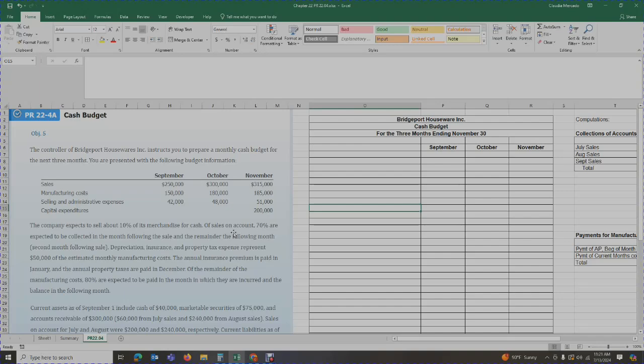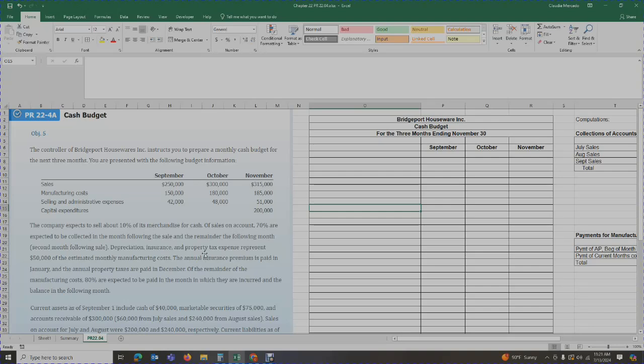Now this is where it gets tricky. Okay, the company expects to sell about 10% of its merchandise for cash. So out of the sales that you are having, 10% of those are going to be paid to you in cash. The rest are going to be on account. Of the sales on account, 70% are expected to be collected in the month following the sale, and the remaining in the following month, which is the second month following the sale. So if you make a sale on account in September, you're going to get 70% of it in October and then 30% in November. That is very important for us to remember and to understand.